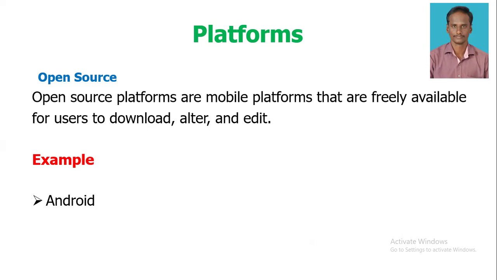It is developed by the Open Handset Alliance, which is spearheaded by Google. The alliance seeks to develop an open source mobile platform based on the Java programming language. A few examples have been listed, that is Android. So let us see what is open source, because I said Android is an example for open source. Also, it is freely available, and users may download it and alter and edit it.